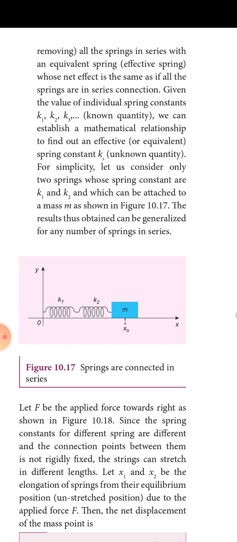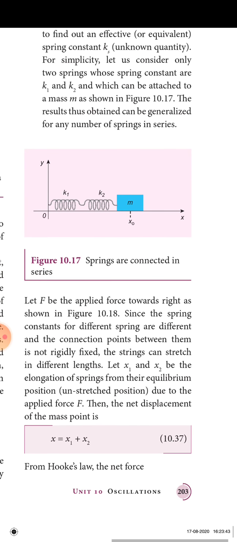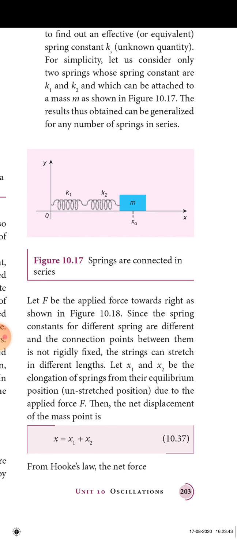So let us consider only two springs whose spring constants are k1 and k2. Figure 10.17 shows the connection in series. Let F be the applied force towards the right. Since the spring constants of the different springs are different, the connection point between them is not rigidly fixed. The springs can be stretched to different lengths.